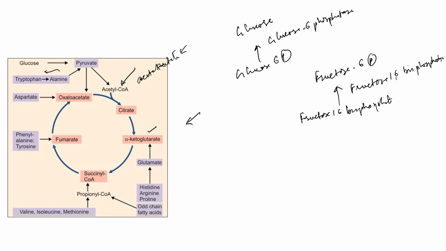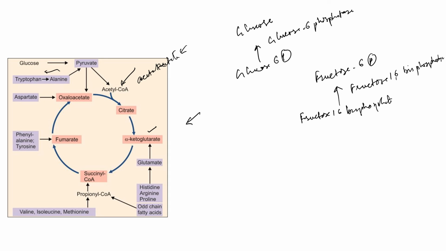Both ketogenic and glucogenic amino acids can ultimately be converted into glucose by the process of gluconeogenesis. These are the important questions: the irreversible steps of glycolysis, how these different amino acids can be converted to TCA cycle intermediates, and how they can join the gluconeogenesis pathway.